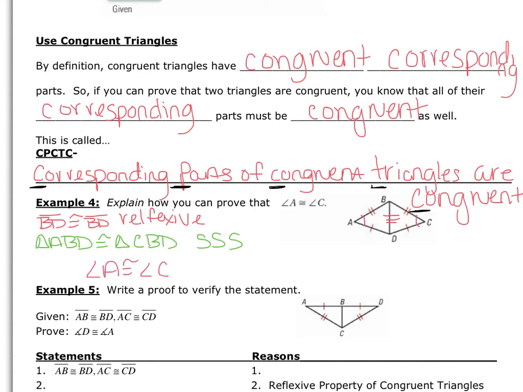You can also take all the other pieces. B is going to be congruent to B, and D over here is congruent to D. So once you know the triangles are congruent, you know all of the parts are congruent.